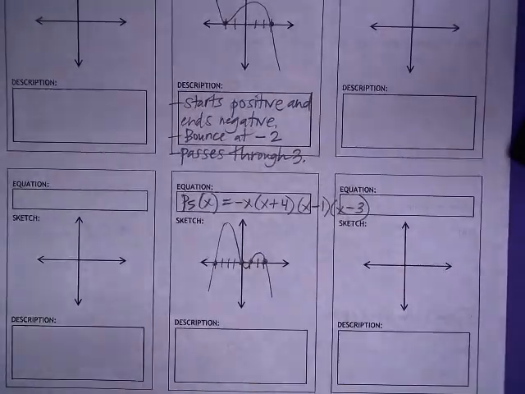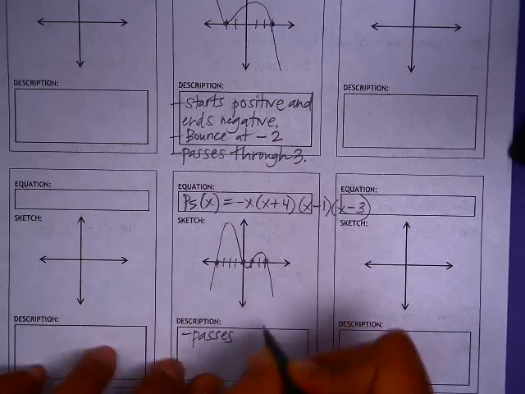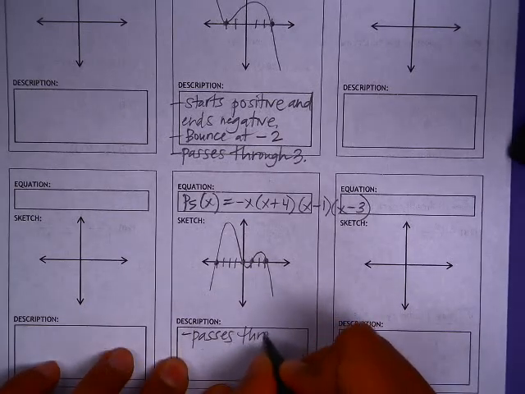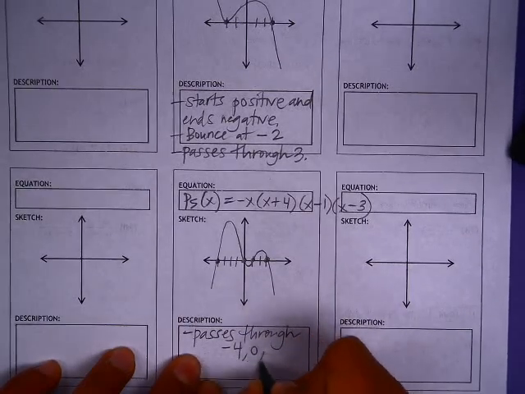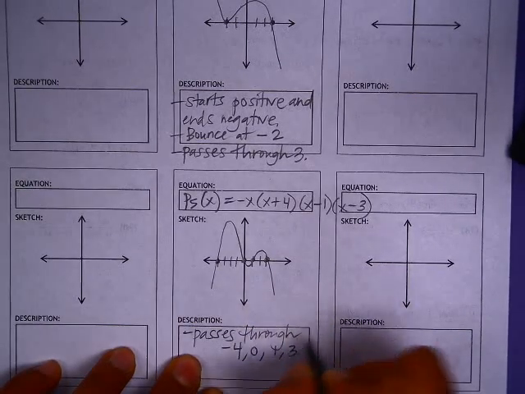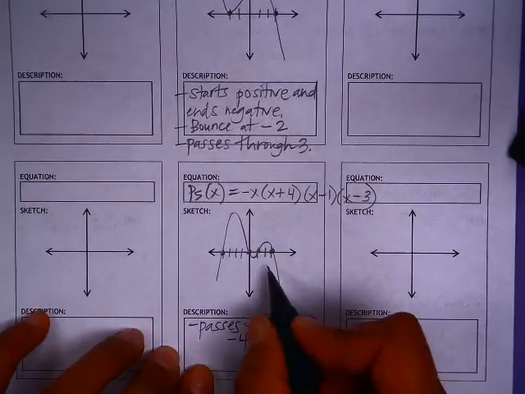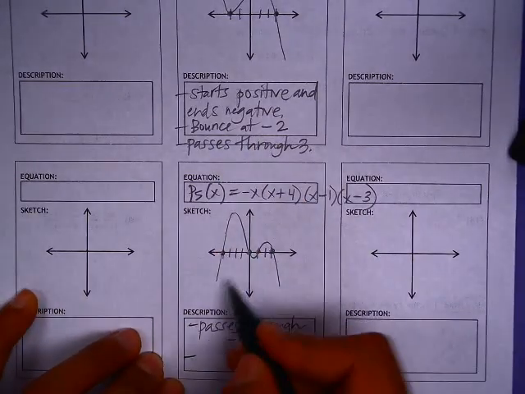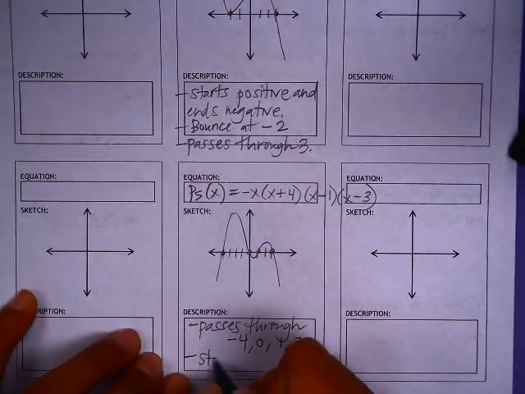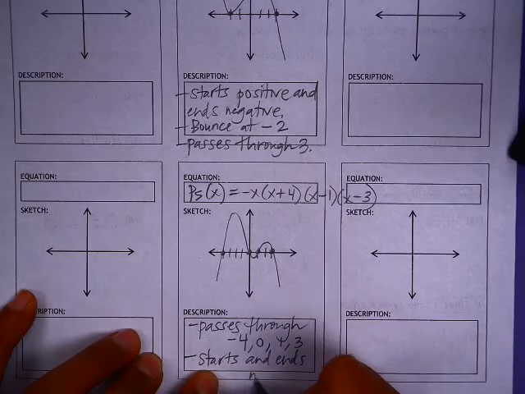Okay, and notice this one also passes through the x-axis multiple times, just like the previous one. Namely, negative 4, 0, 1, and 3. However, it's not bouncing at any of these points, so we don't need to state anything about a bounce. The behavior of this graph starts negative and it ends negative as well.